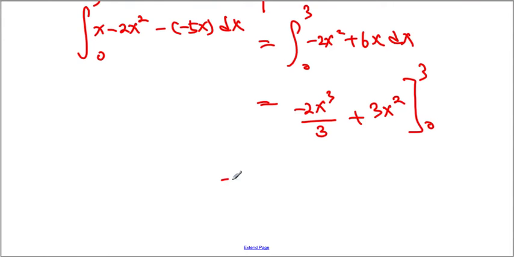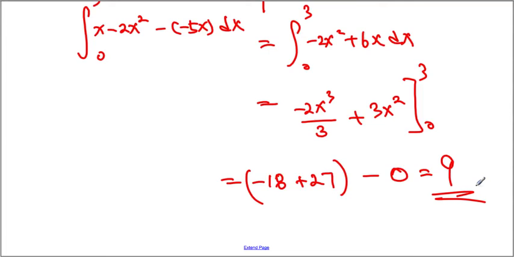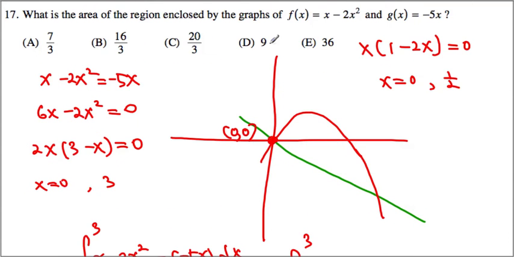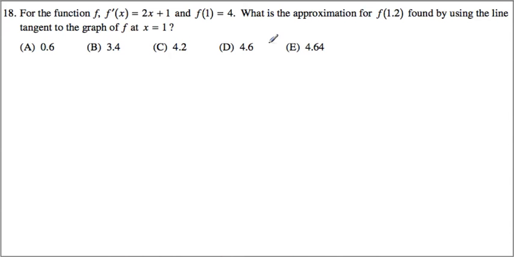So once we plug in 3, this portion becomes 27, divided by 3 becomes 9, so we have negative 18. And here we have plus 27. But once you plug in 0, both will be equal to 0, so our answer becomes 9 itself. So therefore, there it goes.